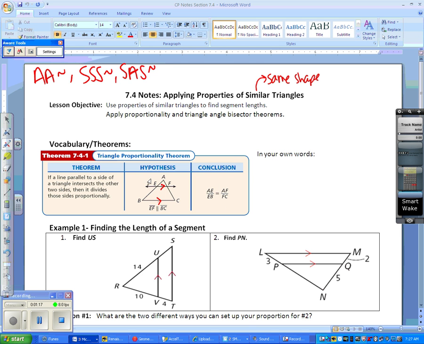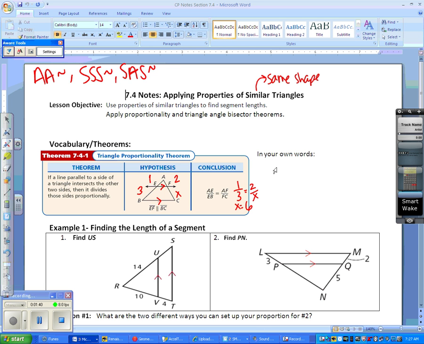So for example, if this one was 1 and 3, and this one was 2, and I wanted to know what this one was, well, we can set it up as a proportion. 1 over 3 is going to equal 2 over x. You can cross multiply, and you would get that that side is 6. And that makes sense.